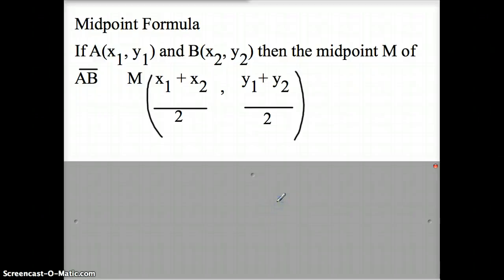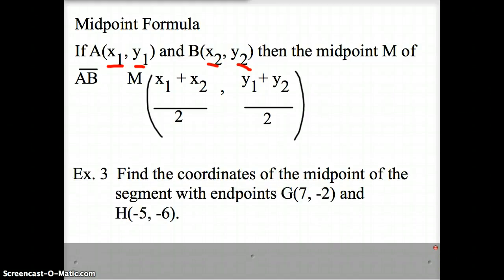Midpoint formula looks like a bunch of mumbo jumbo, but it's really not too bad. Basically what it says, if you have 2 points, so point A and point B, you're going to find the mean of the x's and the mean of the y's to find the midpoint of that particular line segment. So we'll take our 2 x's, add them together, and divide by 2, and then take our 2 y's, add them together and divide by 2 to get the y portion of the coordinate.